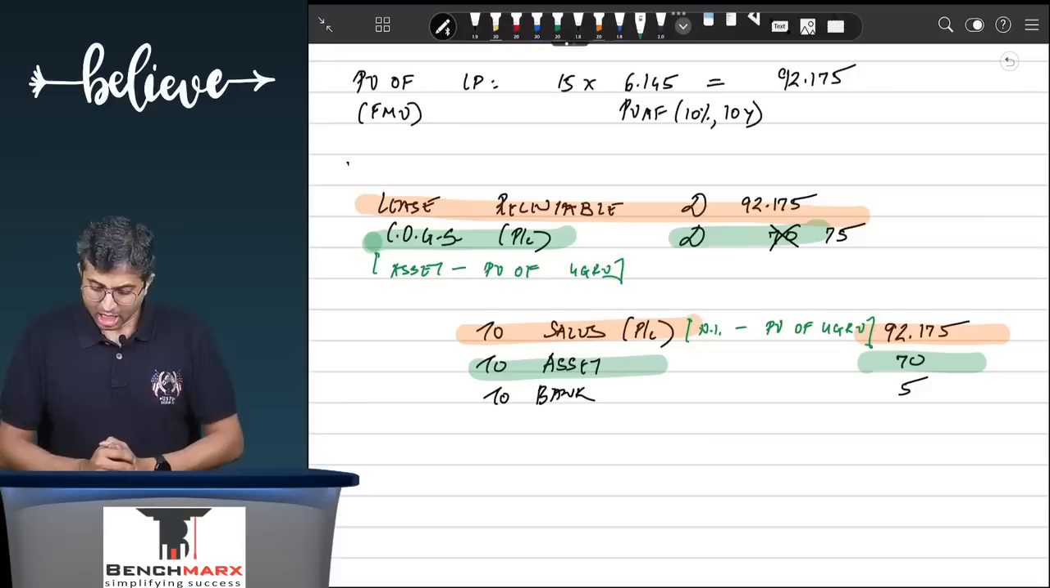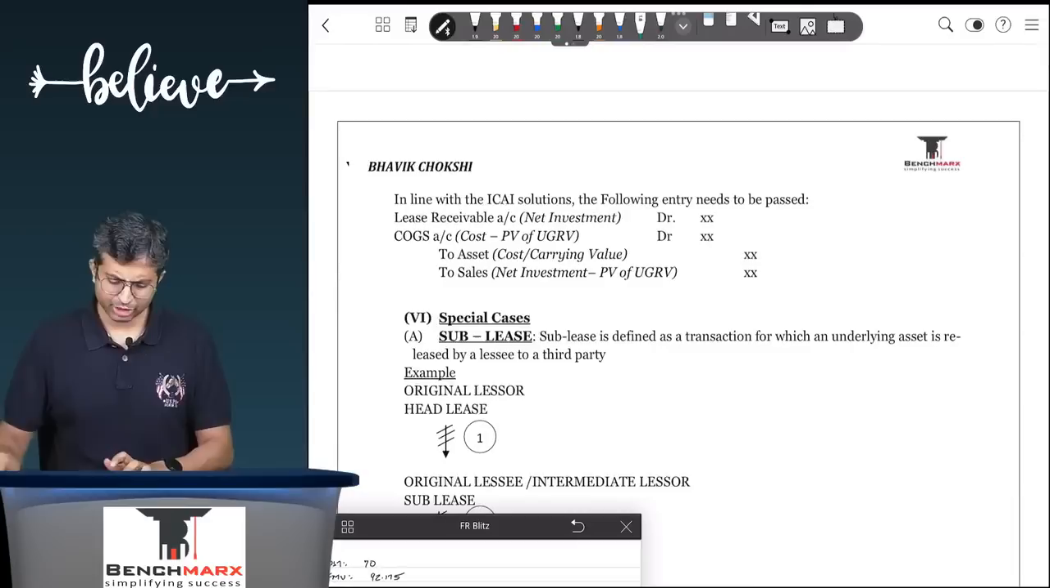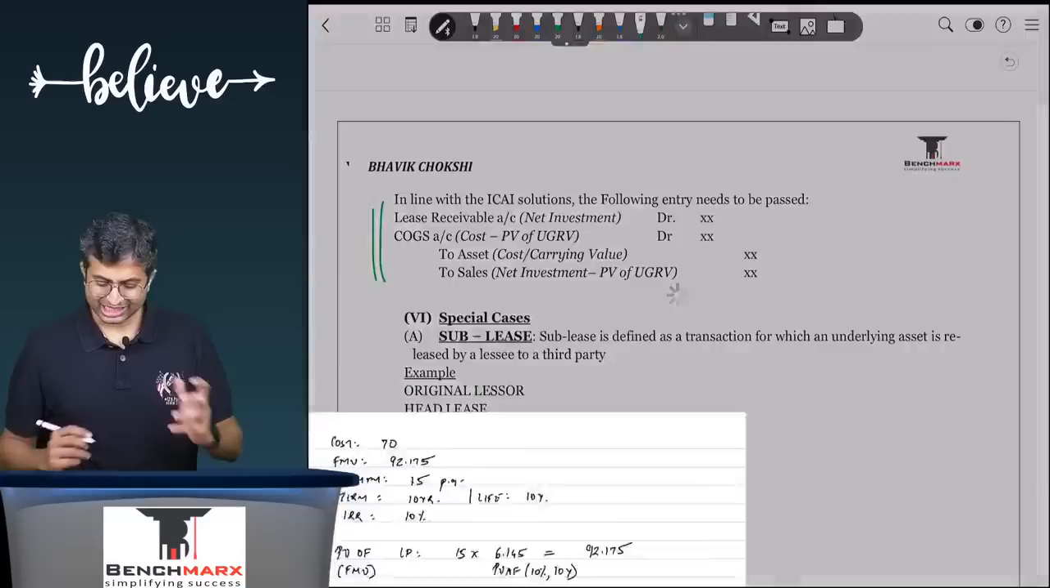Okay, so this is about manufacturer or dealer lessor in case it lands up. Okay, so these are special guidances given. So we have even written this over here. Chalo. So that takes care of accounting in the books of the lessor, accounting in the books of the lessee. Now we go to some special cases.